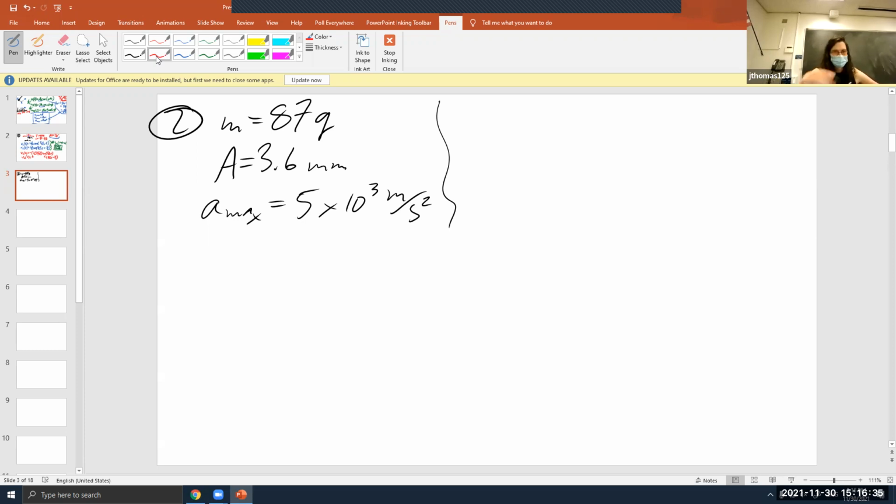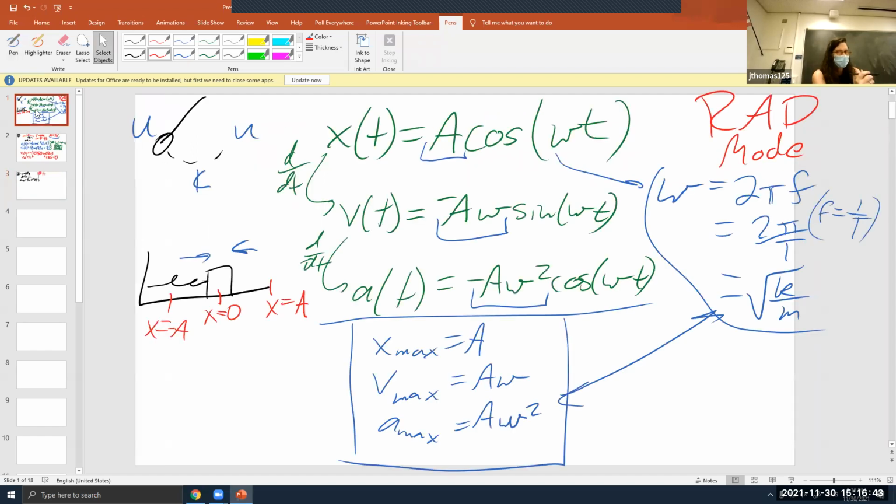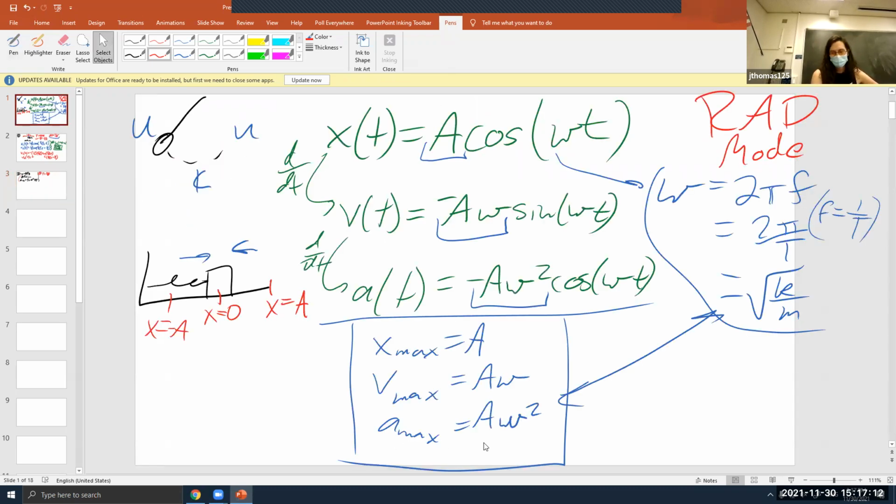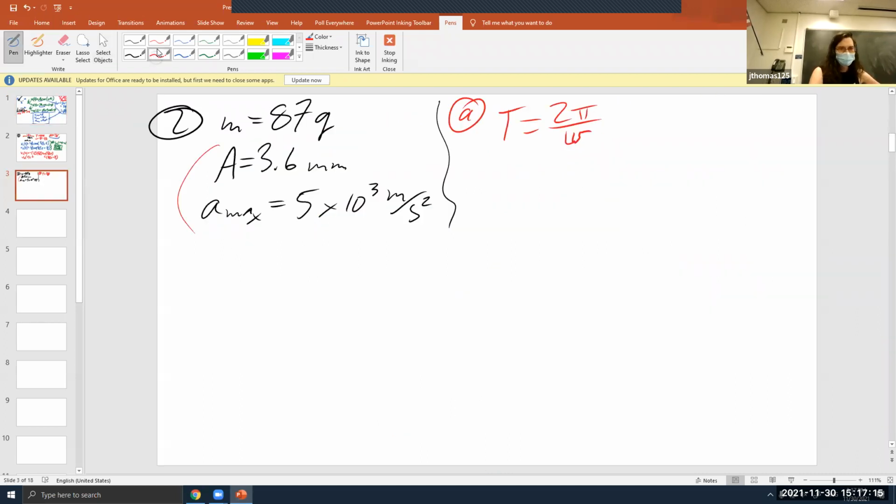So the first thing they want us to find is the period. All right, so what definition do we have for period? Well, our only pathway right now to get from period into the rest of this stuff is to relate period to omega. We know period is 2 pi over omega. And omega is going to be the key here. I know that my amplitude is related to omega. I have an equation for the maximum acceleration. Maximum acceleration is A omega squared. So that's going to be our key here.